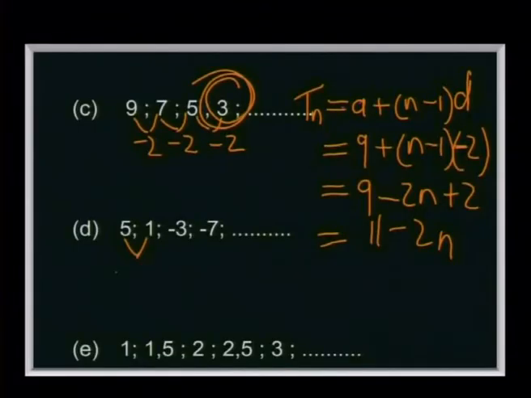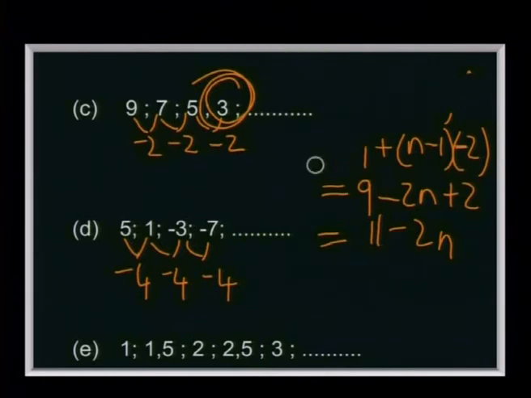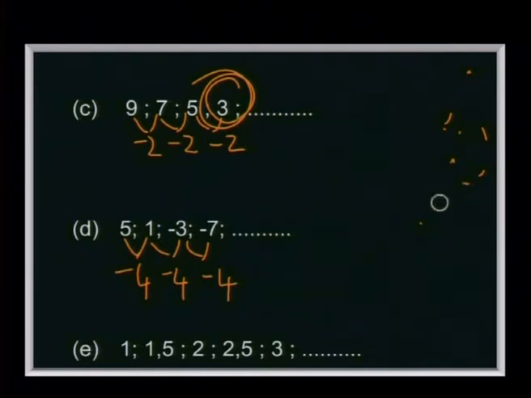From 5 to 1, I subtract 4. From 1 to negative 3, I subtract 4, and I subtract 4 again. So this is definitely linear, no doubt about that. And my constant difference is a negative number. Please remember that and fill it in that manner.